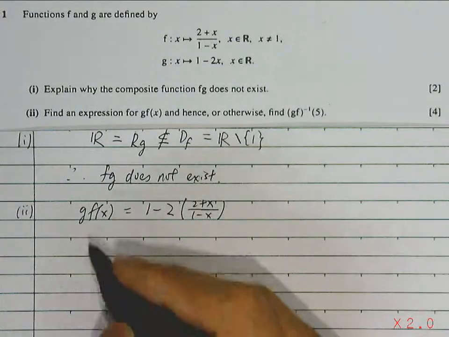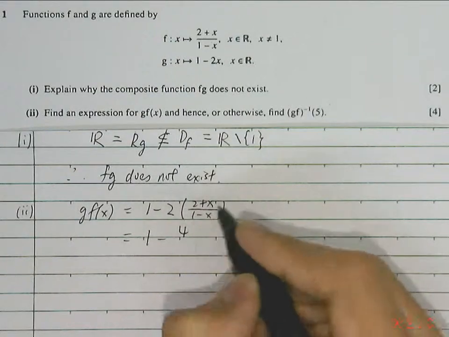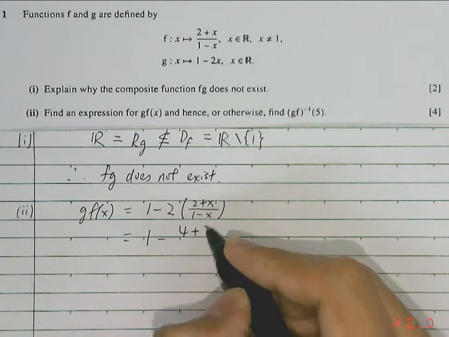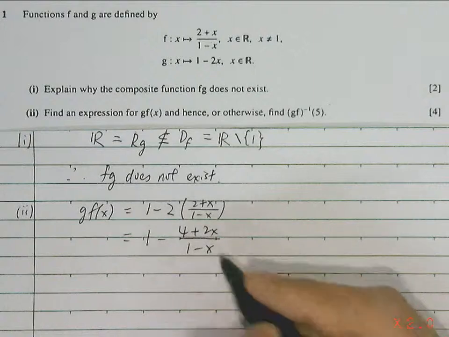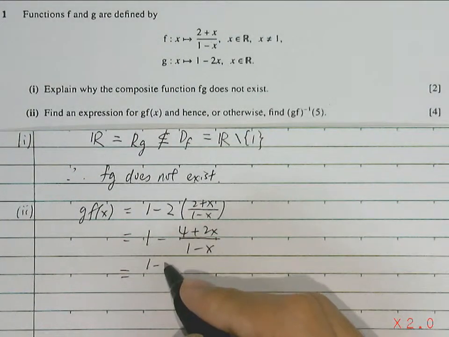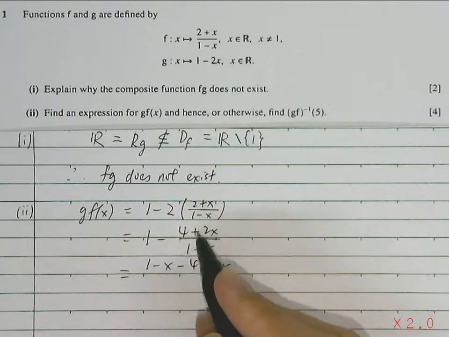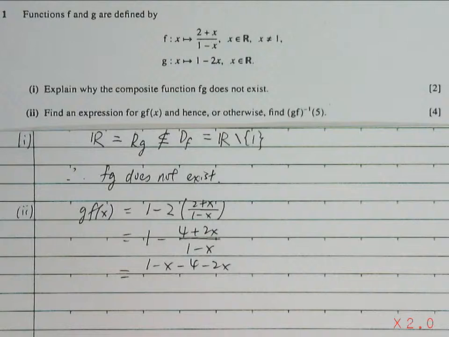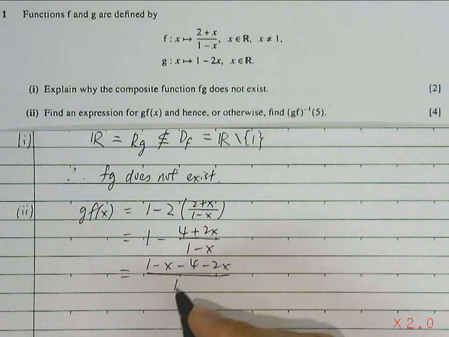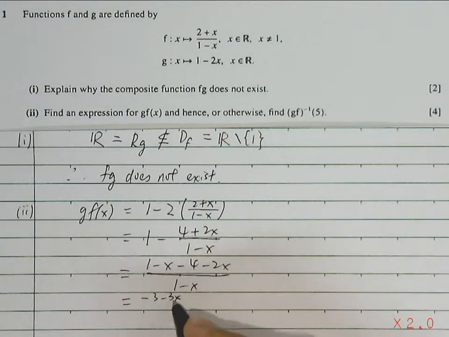So this part will be basic algebraic manipulation. We'll multiply the 2 into the numerator. We have 4 plus 2x over 1 minus x. Next we'll combine them. Note the change of sign because the negative is multiplied into the numerator with the bracket. So now we're equal to 1 minus x minus 4 minus 2x over 1 minus x. This can be simplified into negative 3 minus 3x over 1 minus x.